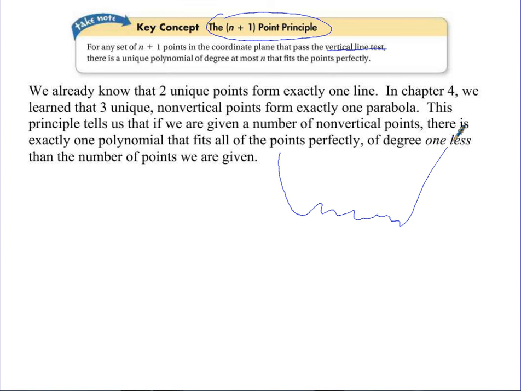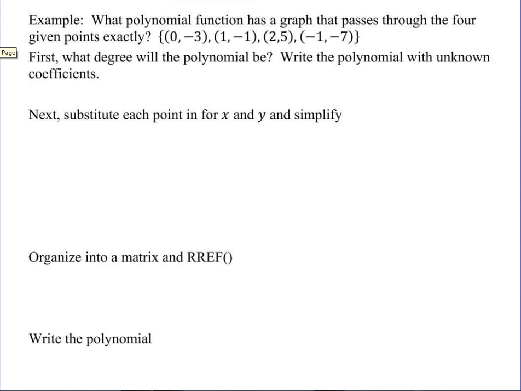All right, so we already know that 2 unique points form exactly 1 line. We learned that 3 unique non-vertical points form exactly 1 parabola. And the n plus 1 point principle says we can extend that and say that exactly 1 polynomial fits all of the points perfectly if that polynomial is 1 degree less than the number of points that you're given. That's this point principle here. And we're going to use that to create models. And then we're going to talk about how valid those models are.